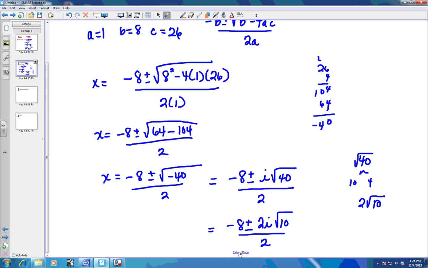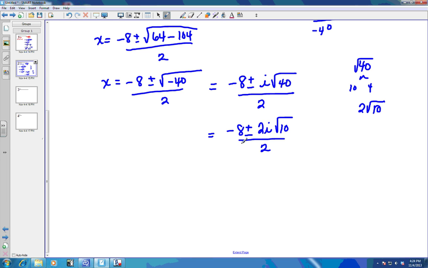And now I can only simplify on the outside if every single one of these can be simplified. Okay, so this 2 can be simplified with this 8 and this 2. You can never simplify with the 10 underneath the radical. So this will simplify to negative 4 plus or minus i times the square root of 10. And that's your answer.